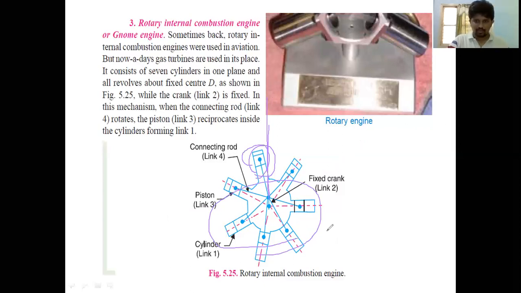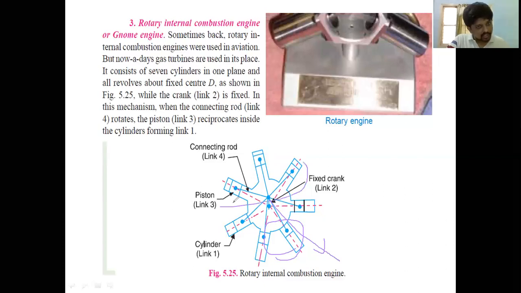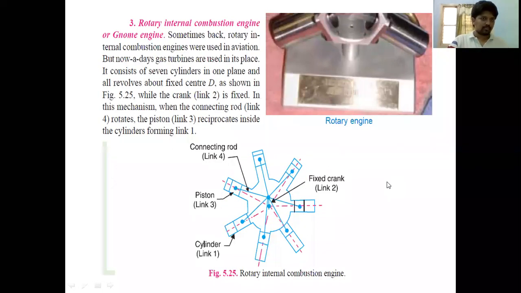Take it the opposite way. If the engine is moving in this direction, the piston here will start compressing. But the pistons which are in the opposite direction will start to expand because they are moving away from the direction of motion. This is what exactly our rotary internal combustion engine is, right?